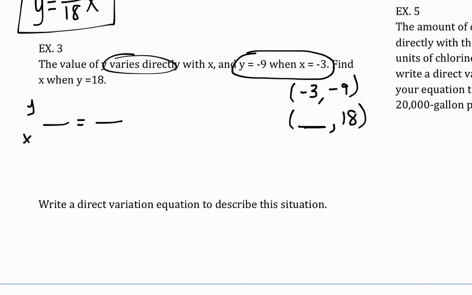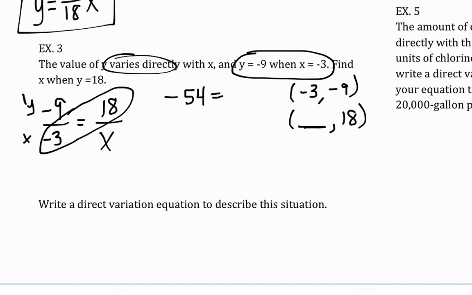Okay, it gave me my y is -9, so I put that on top. The x that went with that is -3, so I put that on bottom. Gave me y is 18, so my y goes on top. We don't know the x. Okay, so then we cross multiply. So diagonally, I'm going to take -3 and multiply it by 18. -3 times 18 gives me a -54. Then put your equal sign and go the other way. The other diagonal is -9 times x, which is -9x.